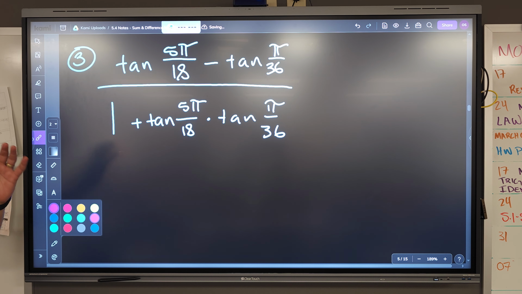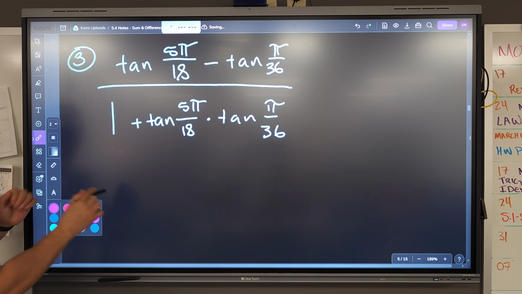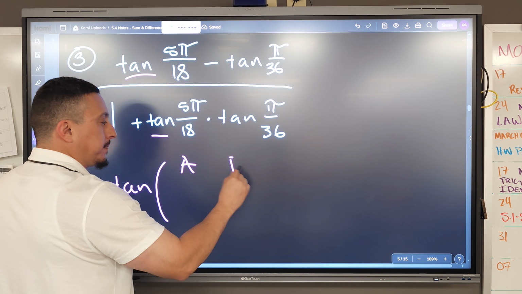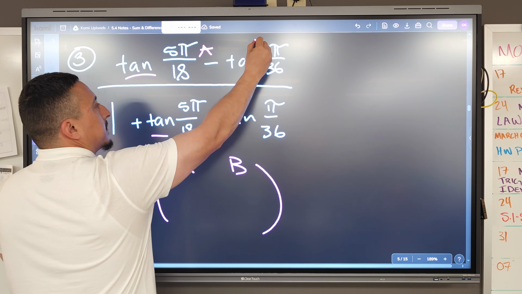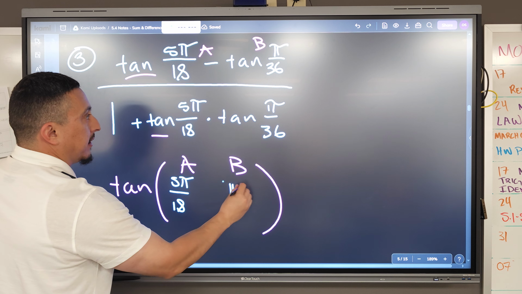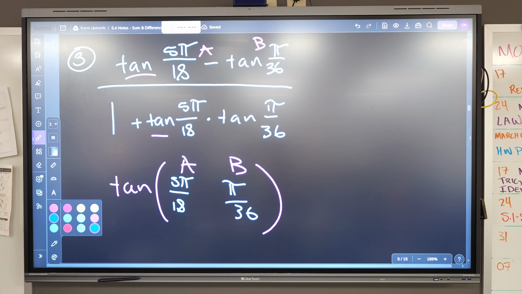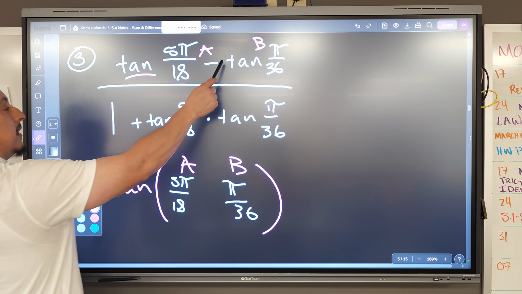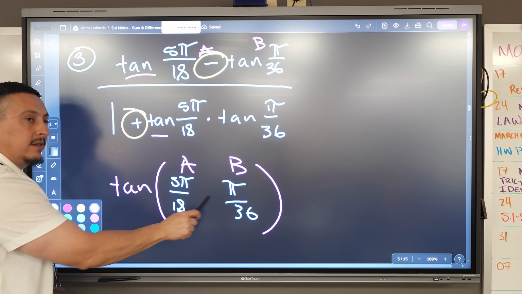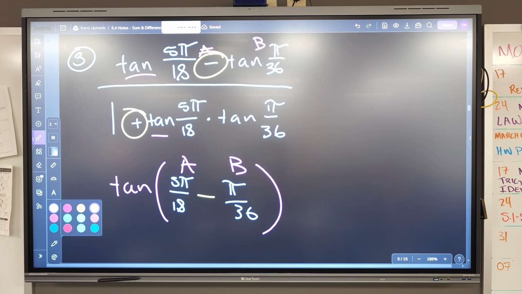All right, so we're going to condense, make small, right? So this is going to be a tangent one, because that's tangent. And it's always AB. So I know this is 5 pi over 18. This is pi over 36, because that's how the identity always goes. It's always AB. Now my sign, if it's minus on the top and plus on the bottom, negative. Is that okay? Everybody see that? Okay. So now we're here.